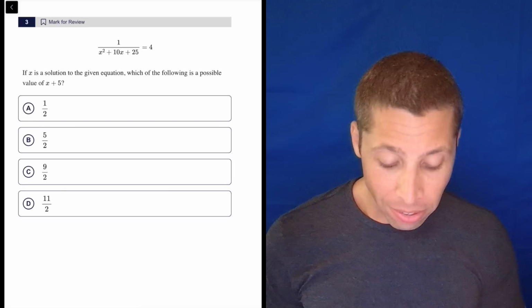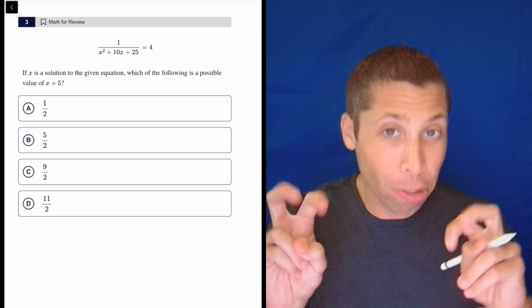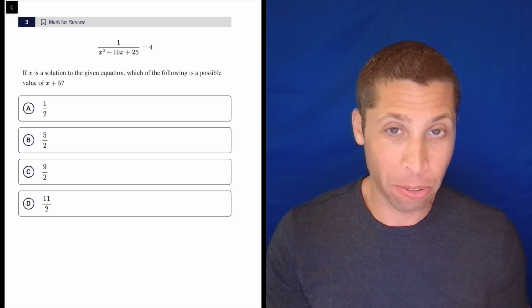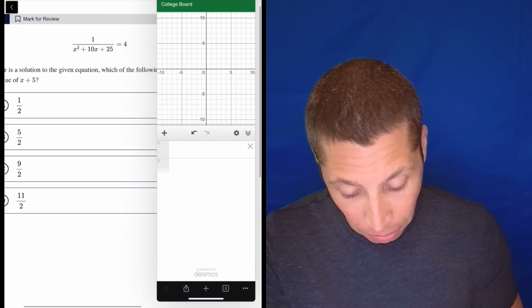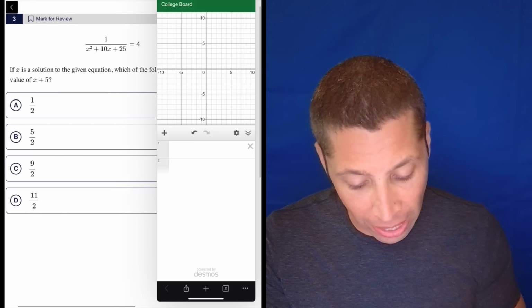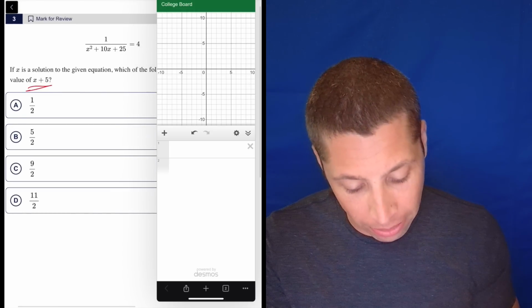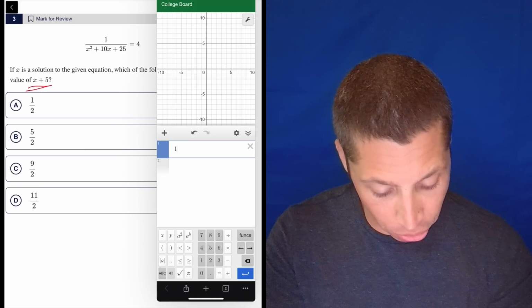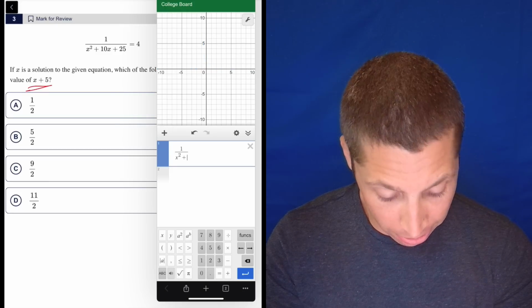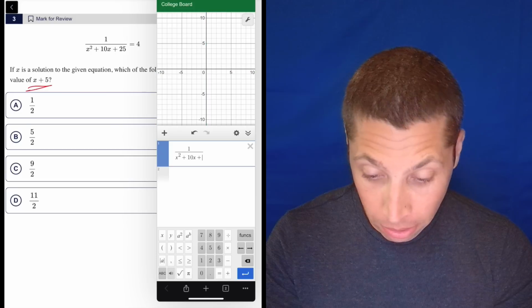Here's yet another one of those cases where, yeah, there's an algebra shortcut, but who cares? Why don't we just do the Desmos thing here and let it solve it for us, right? We need to get x as a solution, where the following is a possible value of x plus 5. So just don't forget that little aspect at the end. But otherwise, we can just type this equation, 1 divided by x squared plus 10x plus 25.